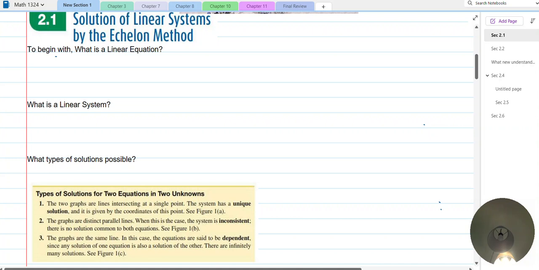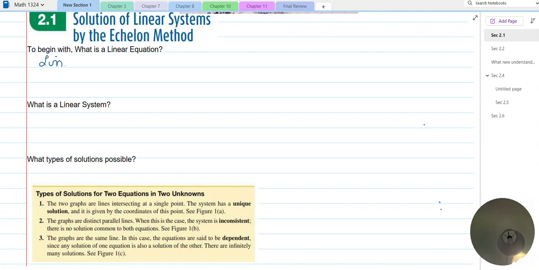Our first lesson is Solutions of Linear Systems by Echelon Method. So to begin with, let's discuss what is a linear equation. Well, a linear equation is a degree 1 equation with one or more variables.